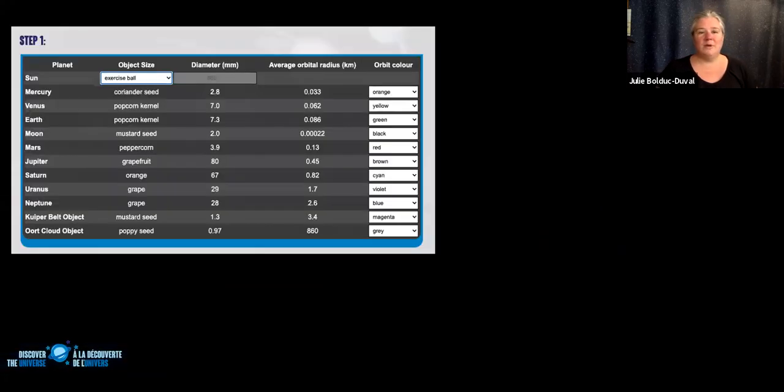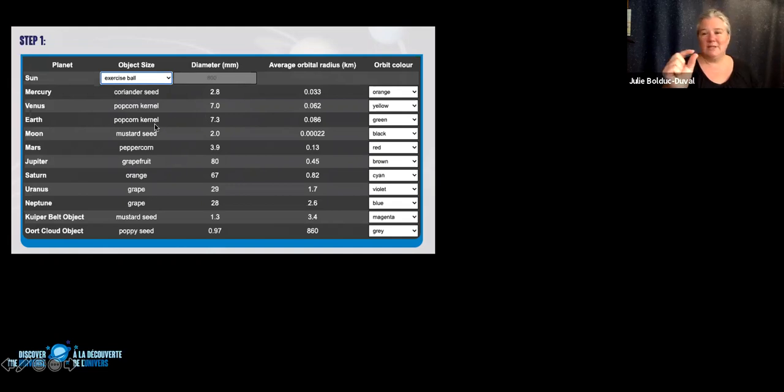If you go to our website, you need to select the size of the sun. So you either enter the diameter in millimeters directly, the value you want, or you can choose a size from our drop-down menu, and we've put different objects there. So in this example, I picked the exercise ball, and then it calculates all the other values automatically. So it will give me the size of the object. So if the sun was an exercise ball, the Earth would be 7 millimeters across.